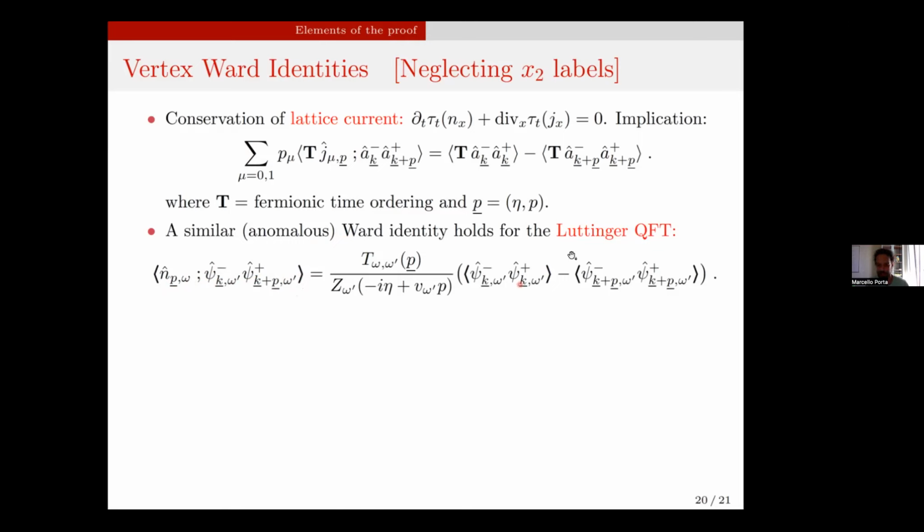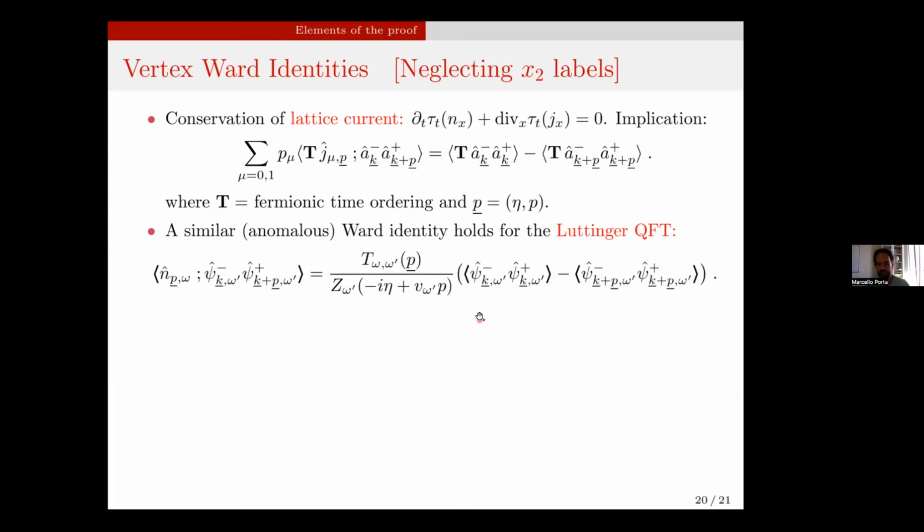This is what is called the anomalous Ward identity for this Luttinger QFT, which relates this vertex function, where this is a density operator and these are the two fields, to the difference of the two-point functions. Of course, it's a different model and the objects are different, but the structure is similar. On the left-hand side, you have a vertex function. On the right-hand side, you have a difference of two-point functions. Then, of course, there is a mixing of the different chiralities because of this matrix. That's because the interaction mixes the chiralities, but the structure is very similar.